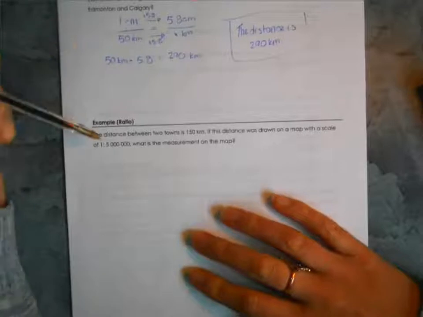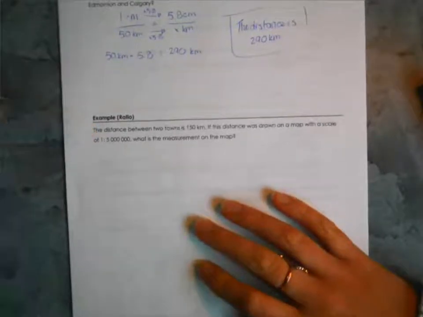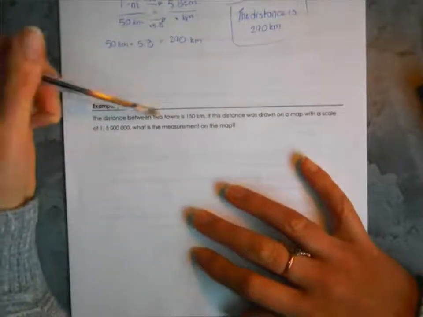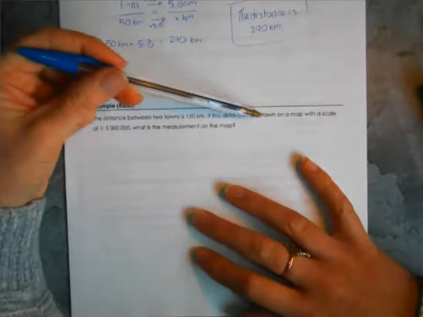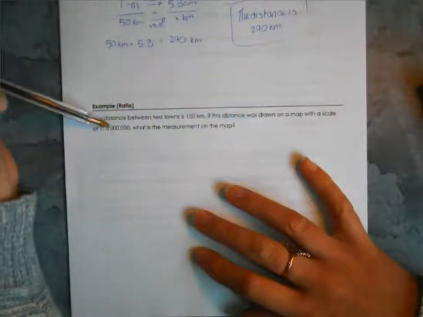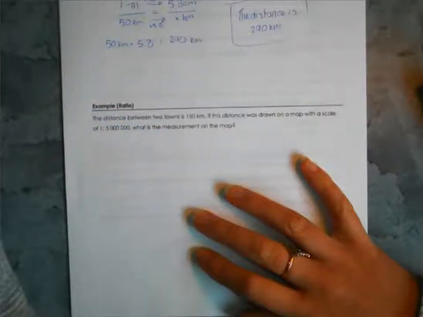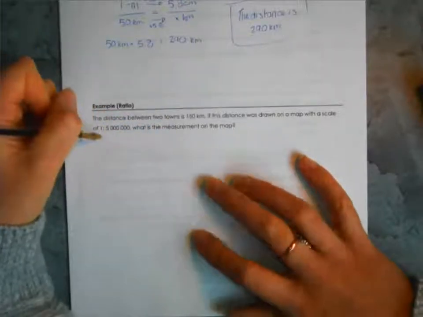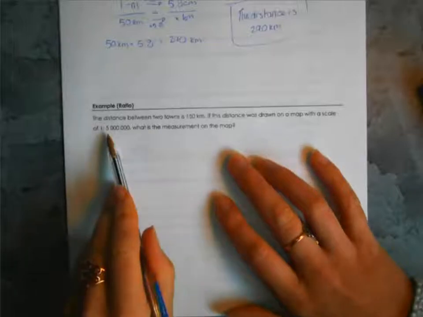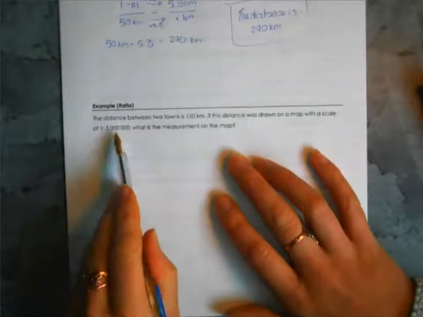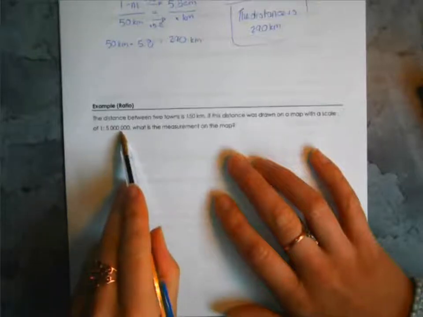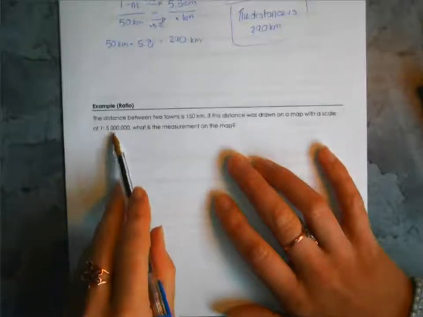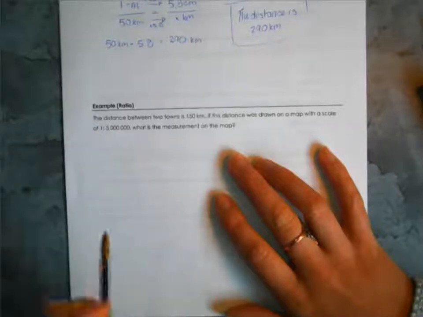All right, let's look at another one. So this one is a ratio. So this is getting a little bit trickier. The distance between two towns is 150 kilometers. If this distance was drawn on a map with a scale of 1 to 5 million, what is the measurement on the map? Okay, so the tricky part with this is remembering, like I told you, that this means that we have the same units here, okay? So essentially that means that our entire rate or ratio here is in centimeters.